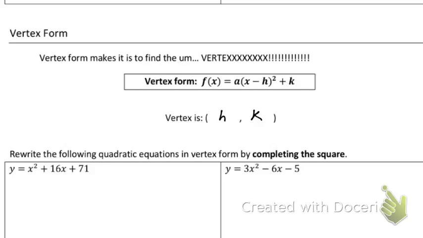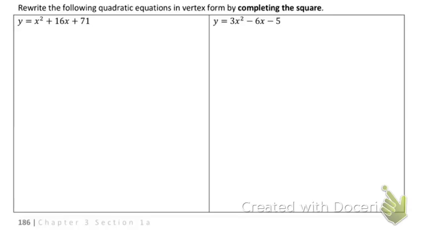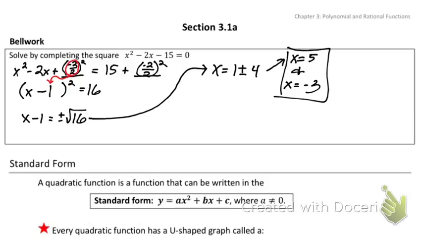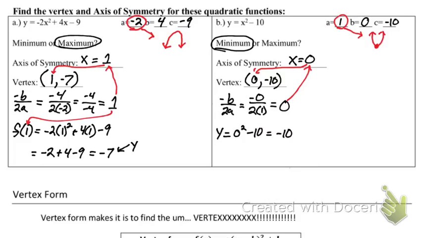All right, so let's rewrite the following quadratic equations in vertex form by completing the square. This is going to be slightly different than what we did for bell work. And what I'm talking about is, let's go back to our bell work really quick. This is where the step's going to get a little different. Here I added negative 2 over 2 squared to both sides. That kept everything balanced. If I add something to one side, I add it to the other side, it stays balanced. Here's the problem.